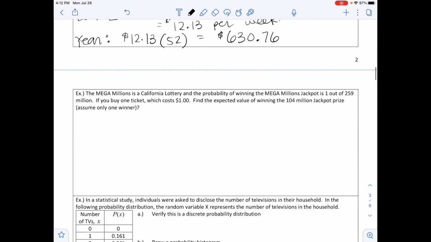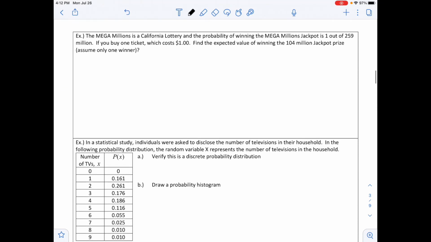Right below this, we have another example. This example says the Mega Millions is a California lottery, and the probability of winning the Mega Millions jackpot is 1 out of 259 million. If you buy one ticket, which costs $1, find the expected value of winning the $104 million jackpot prize. Assume that there's only one winner.